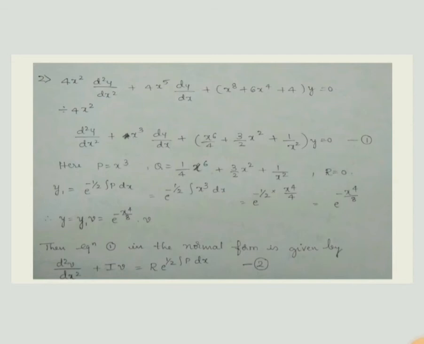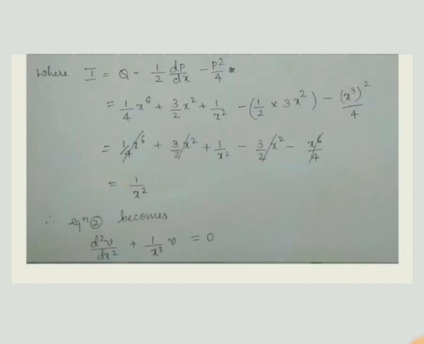So therefore y is equal to y1 into v, that is equal to e power minus x power 4 by 8 into v we will obtain. So that we have to calculate now. Just now normal form is given by d square v by dx square plus I into v is equal to r into e power half into integration of p into dx. And I will call this as equation number 2. I have to find the v value. Now first we shall find the I value.